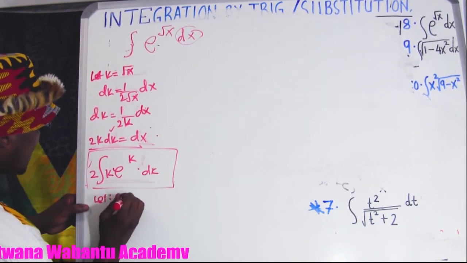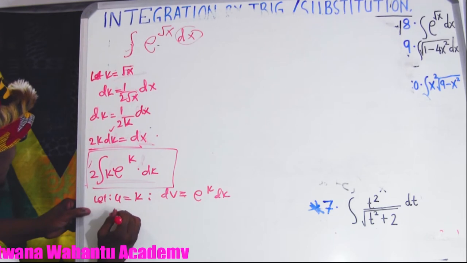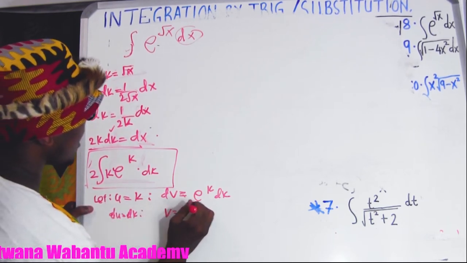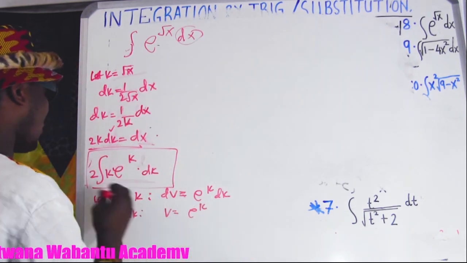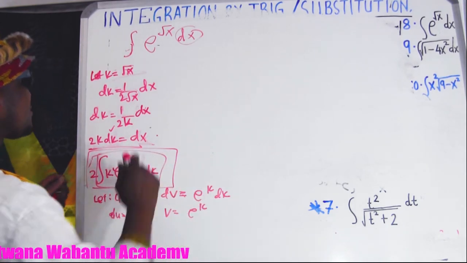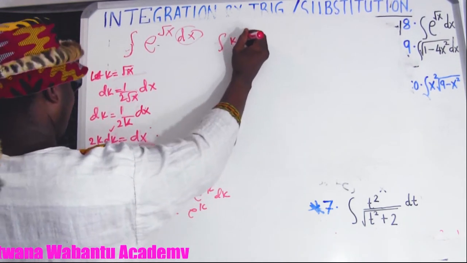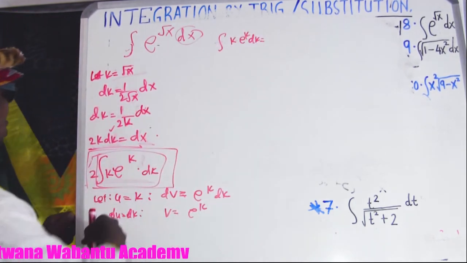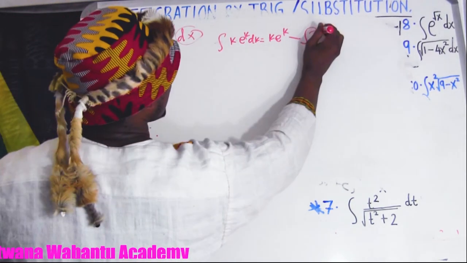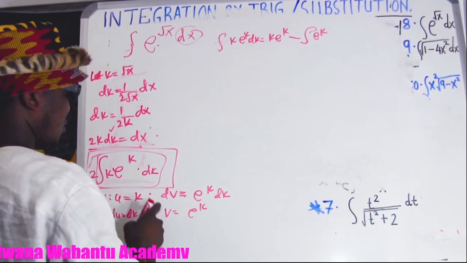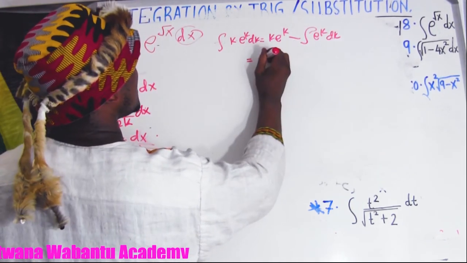Let u equal k and dv equal e to the k dk. So I believe now you understand what I mean. Differentiate: du equals dk, and v equals e to the k. Now let's substitute. We're going to leave our 2 out first. So the integral of k e to the k dk equals uv minus the integral of v du, so k times e to the k minus e to the k.